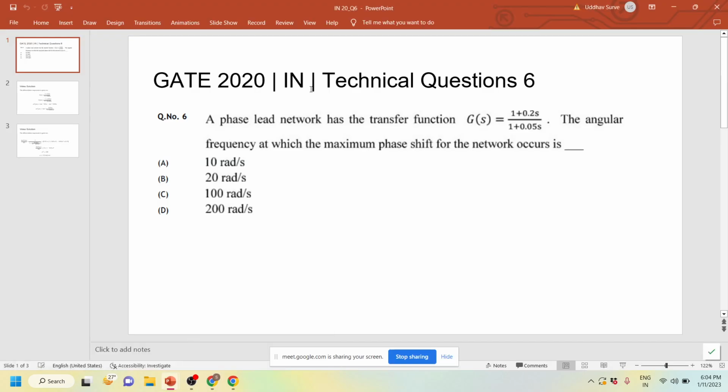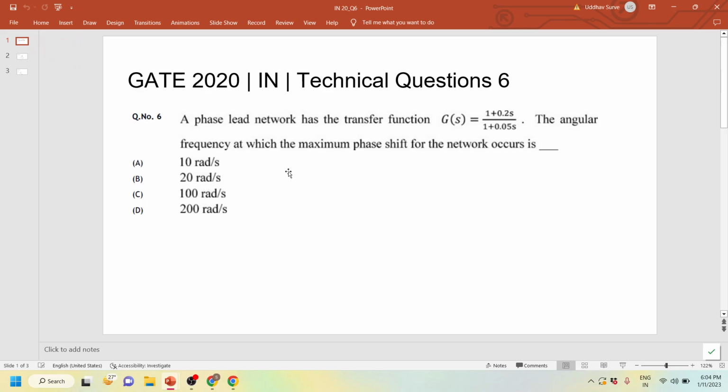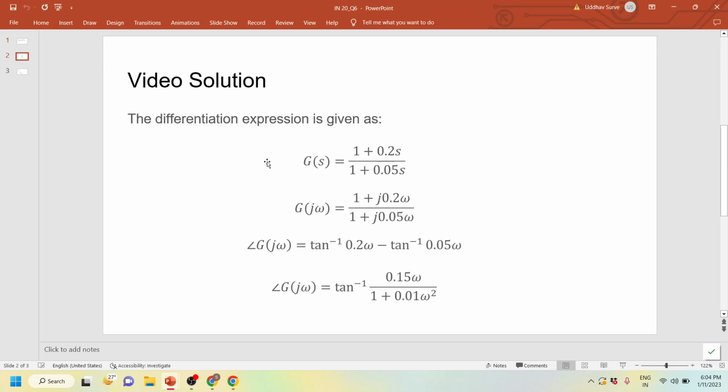Fine. Thanks. So, yeah, the first question is from instrumentation. Although it is a session for electrical, the subjects are common. So, I'm taking this control system question from GATE 2020 instrumentation, technical question 6. A phase lead network has a transfer function G(s) = (1 + 0.2s)/(1 + 0.05s). The angular frequency at which the maximum phase shift for the network occurs is which of the options that satisfy. So let us see how we will solve this question.